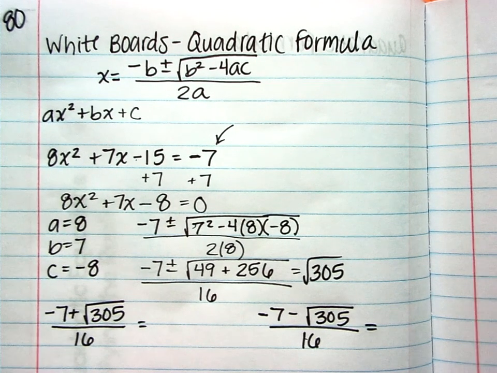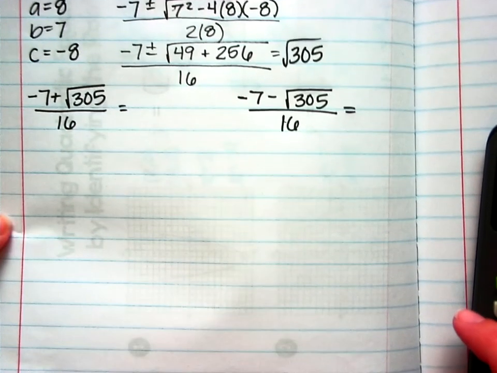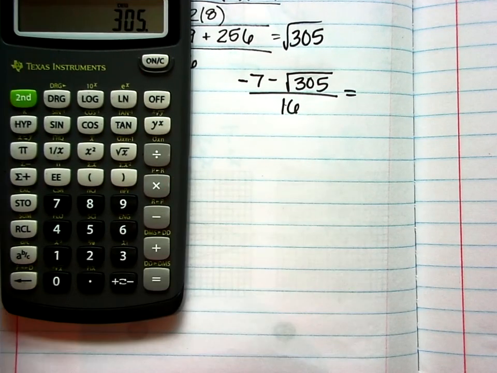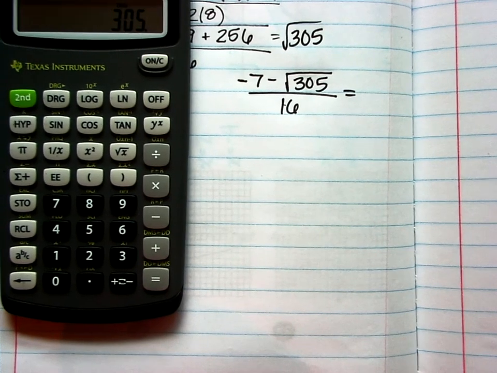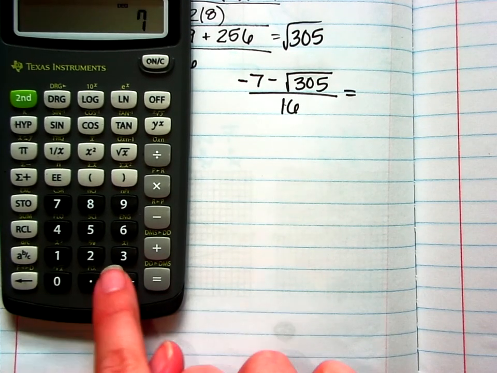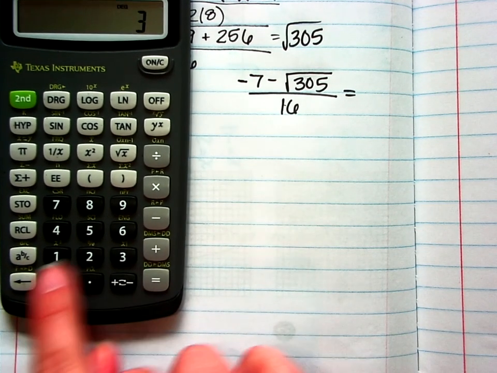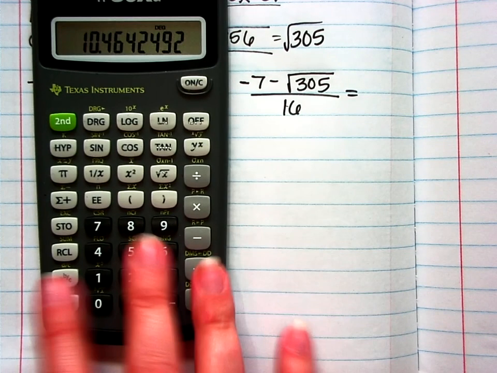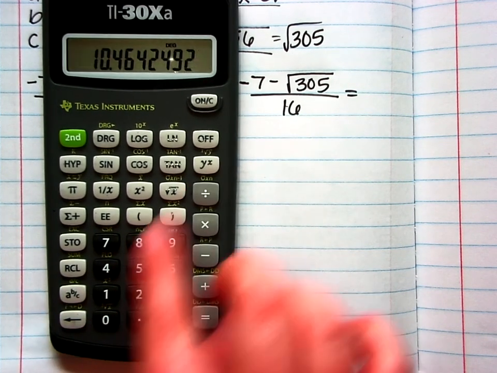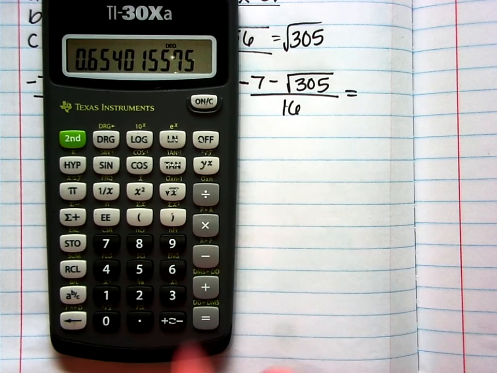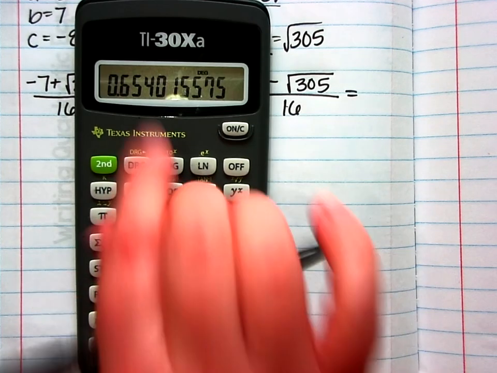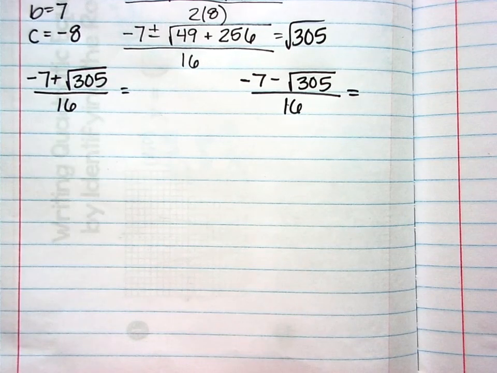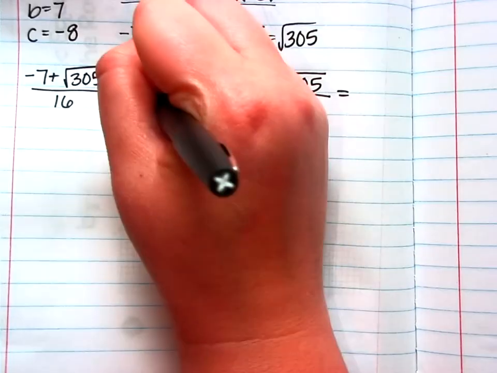So let's practice putting that in the calculator. We're going to hit 7 negative plus 305 square root equals divided by 16 equals 0.65. That is one of our answers.